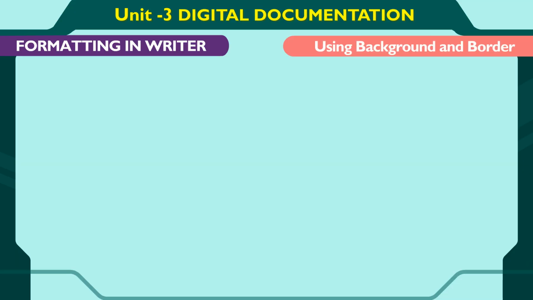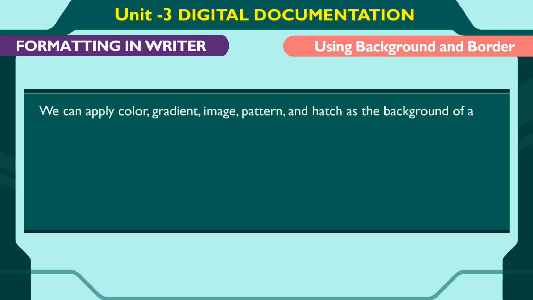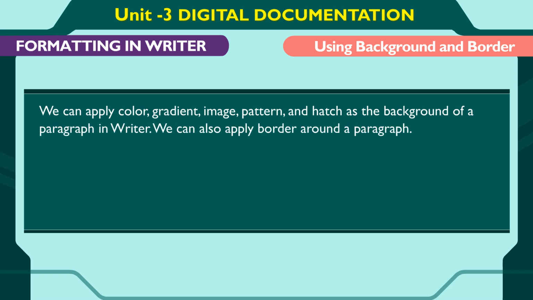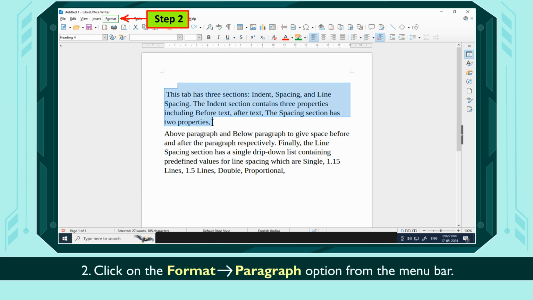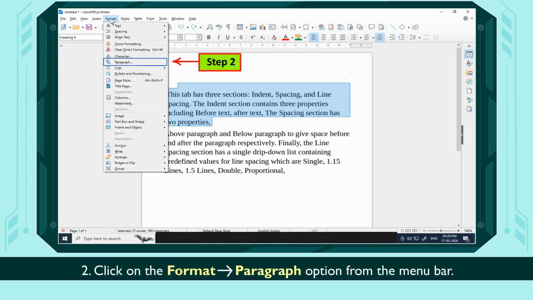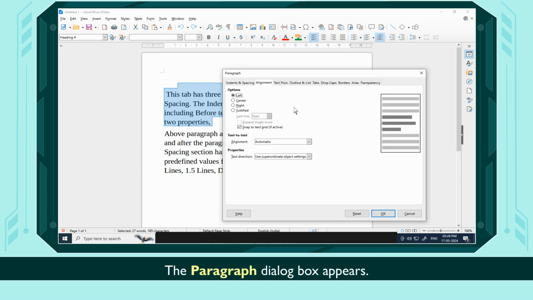Using background and border, we can apply color, gradient, image, pattern, and hatch as the background of a paragraph in Writer. We can also apply border around a paragraph. To use a background, follow these steps. 1. Select the paragraph. 2. Click on the format, in that paragraph option from the menu bar. The paragraph dialog box appears.